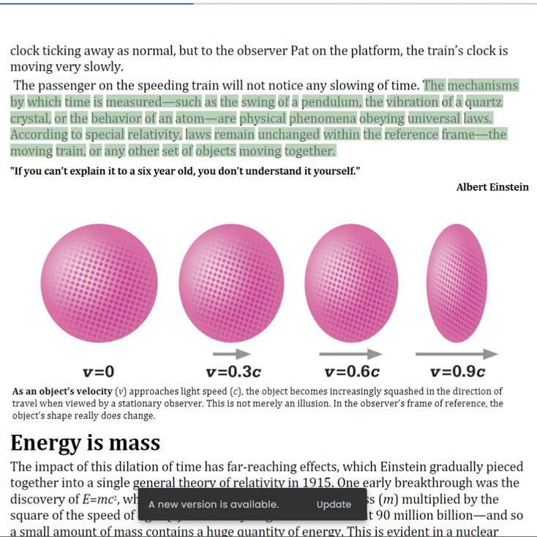The mechanisms by which time is measured, such as the swing of a pendulum, the vibration of a quartz crystal, or the behavior of an atom, are physical phenomena obeying universal laws. According to special relativity, laws remain unchanged within the reference frame, the moving train, or any other set of objects moving together.